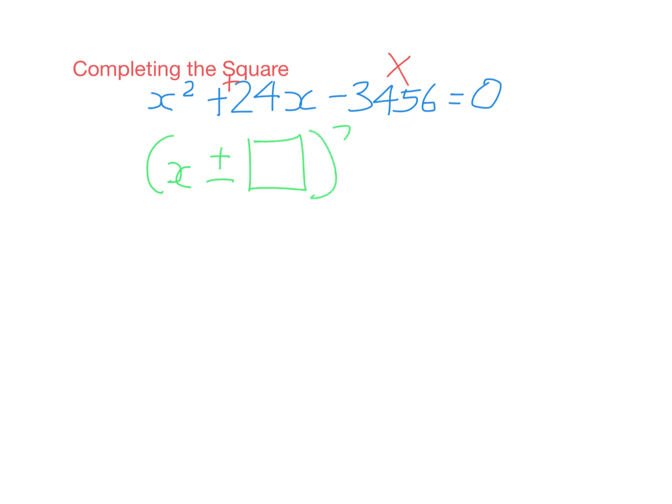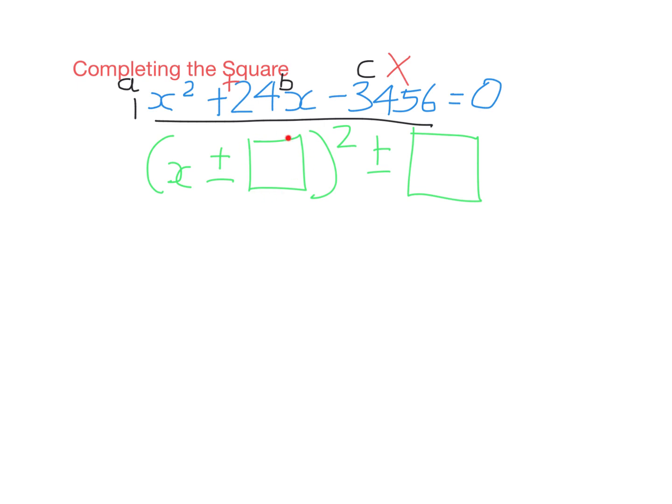X plus or minus something squared plus or minus something. Now when we have a quadratic expression like this, we refer to a as the coefficient of x squared, so in this case a is 1, b is the coefficient of x, so b is 24, and c is the constant term, so negative 3456. So when you're completing the square, you just need to fill in these 2 boxes.